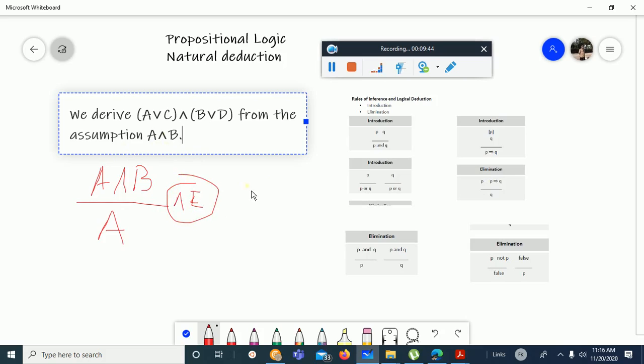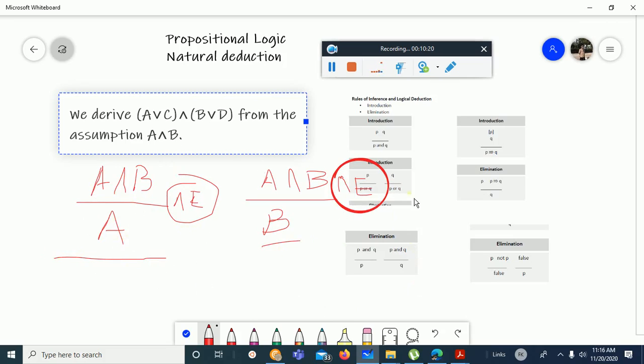Again we will use this assumption A and B. Here we will deduce B from it using elimination and elimination. Here we have to write and. So here from this A we have B.